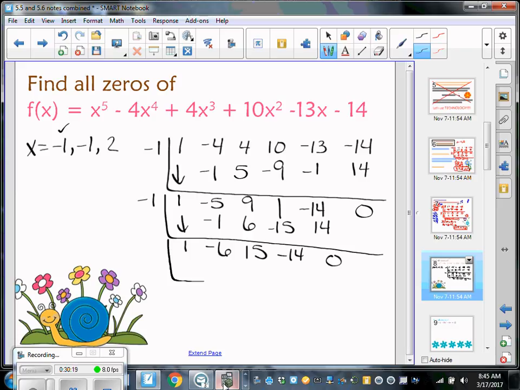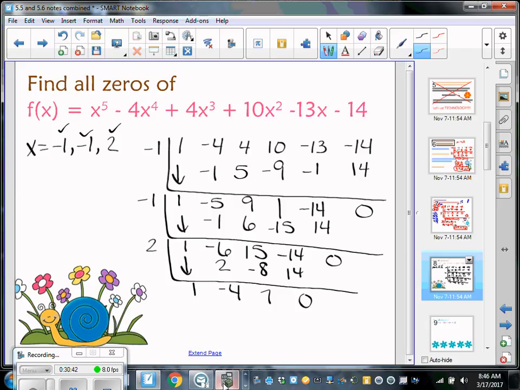All right, and let's go synthetic one more time so we can use my last number with a 2. Drop down the 1. We'll go synthetic again. What? You're done? The whole thing?